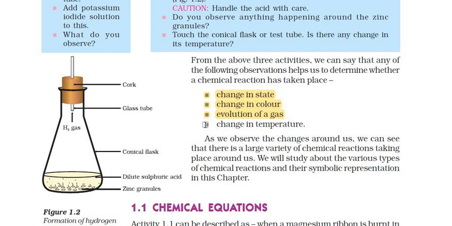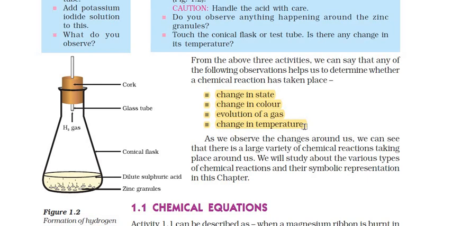And the fourth is change in temperature. What do we mean by change in temperature? It means that when the temperature of substances changes, we get to know that a chemical reaction has taken place. For example, when calcium oxide reacts with water, it forms calcium hydroxide. It is a chemical reaction in which so much heat is evolved that the utensil in which the entire reaction is taking place becomes so hot that it becomes impossible to hold it. And when that happens, we get to know that a chemical reaction has taken place.